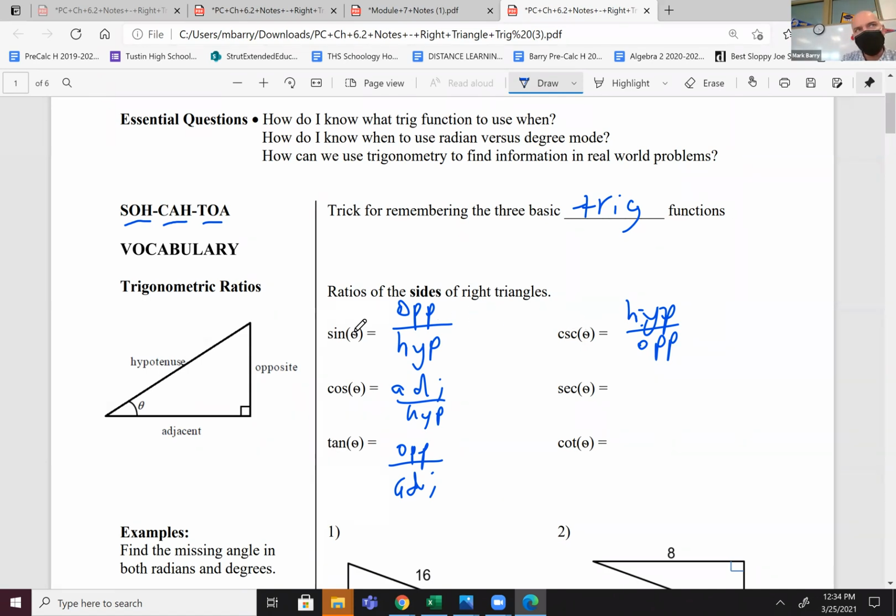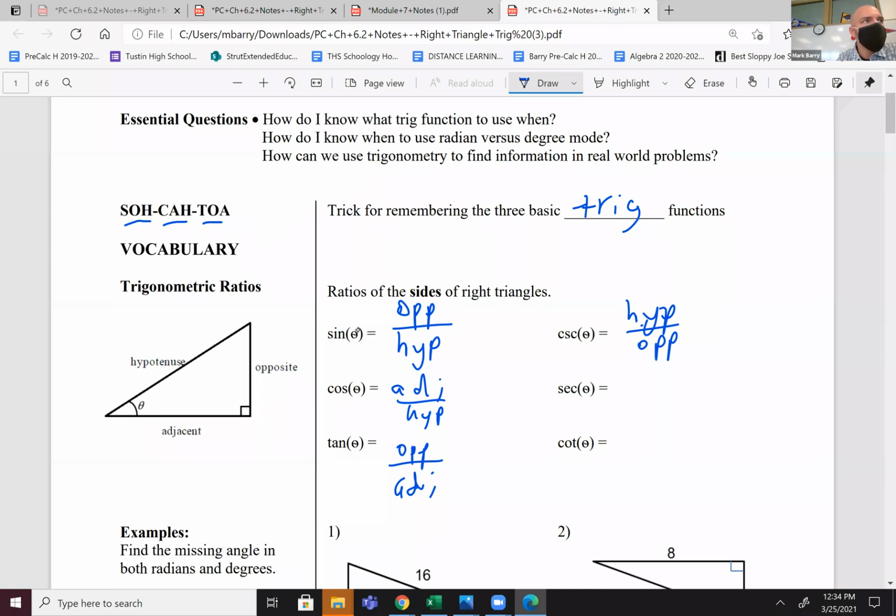A lot of people say that cosecant is the opposite of sine. I don't like that terminology, because the opposite of sine would be negative sine. Opposite in math means switch from positive to negative. So it's more accurate to say the reciprocal of sine is cosecant, which means we just flip that fraction, okay?